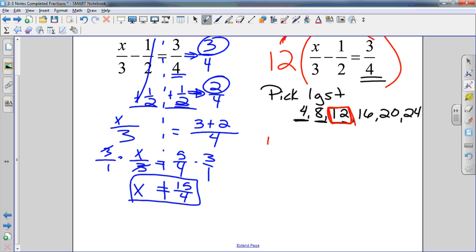And here I go. So I'm going to go 12 over 1 times x over 3 minus 12 over 1 times 1 over 2 equals 12 over 1 times 3 over 4. And now I'm going to cross reduce. I'm going to highlight those 12. That way you can see it.